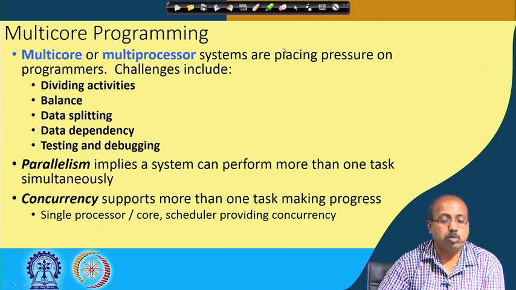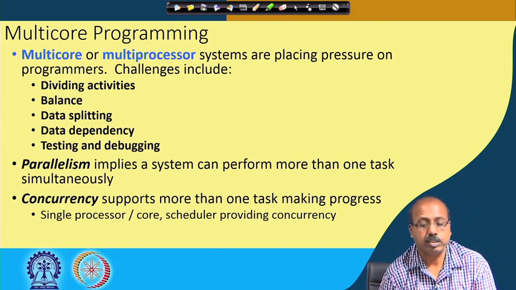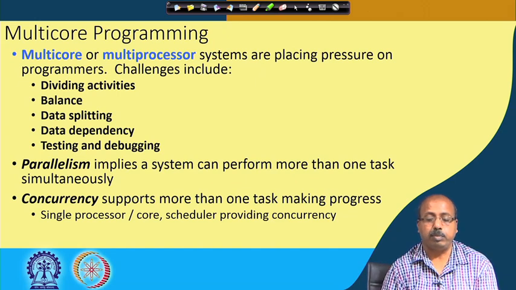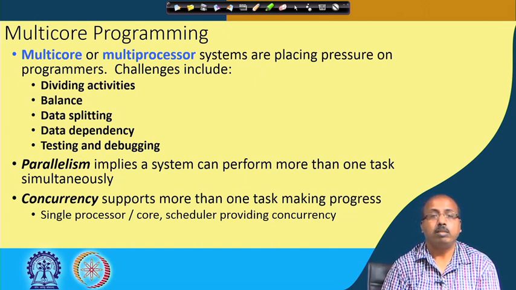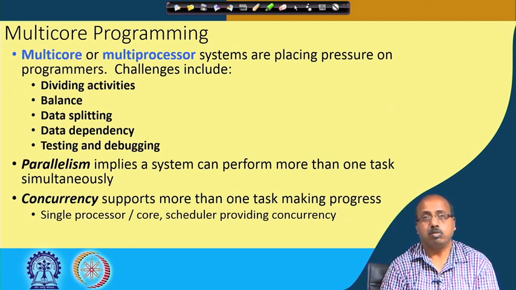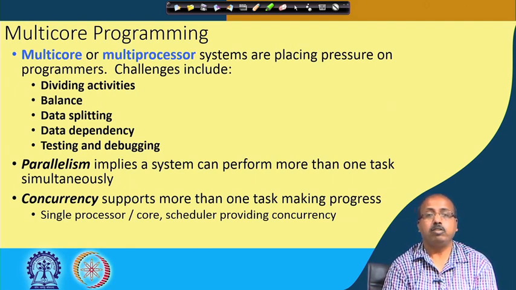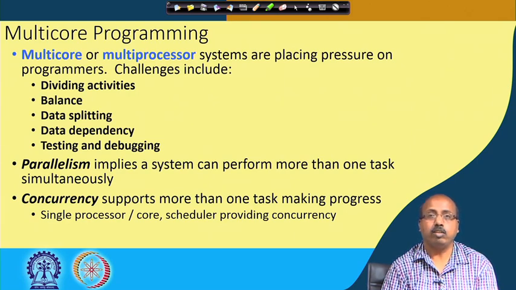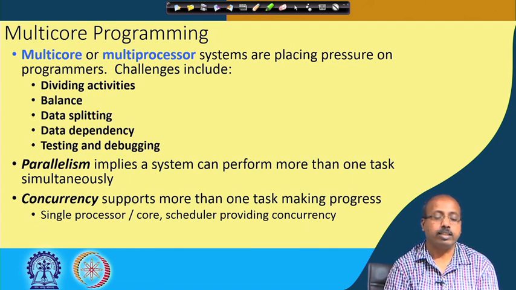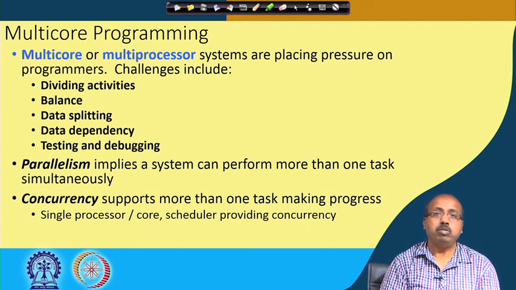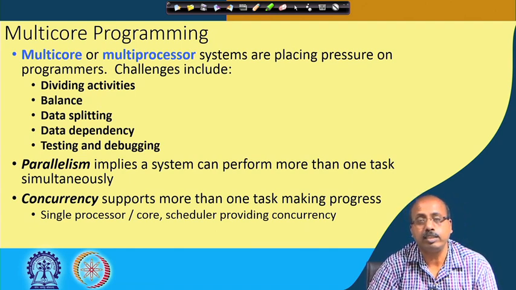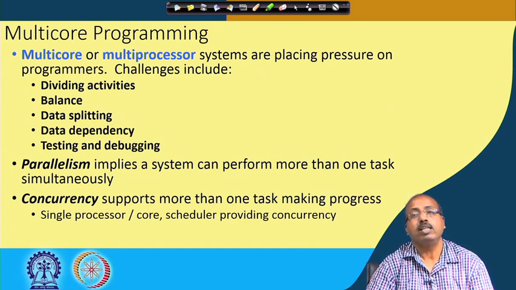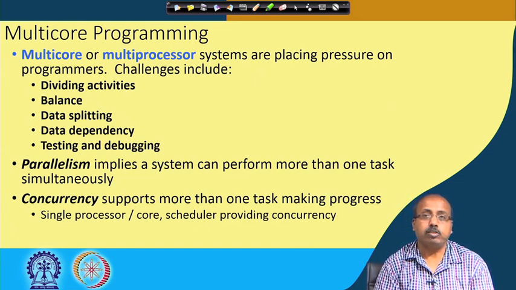Multi-core or multi-processor systems place pressure on programmers, because now it is not only writing a correct program that is important. What is more required is that I should be able to exploit the underlying threading facility, or the architectural-level support that is there. So I have to be able to divide the activities among the threads and among the cores. Then there should be balancing.